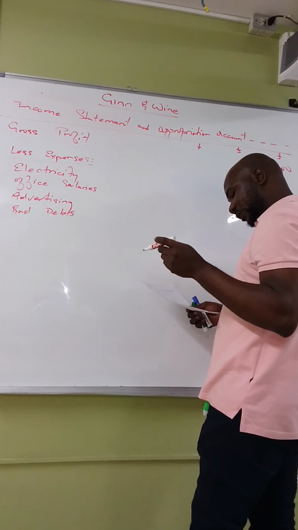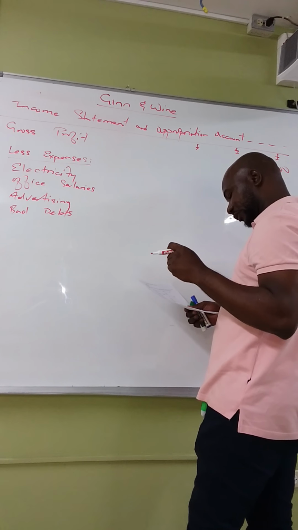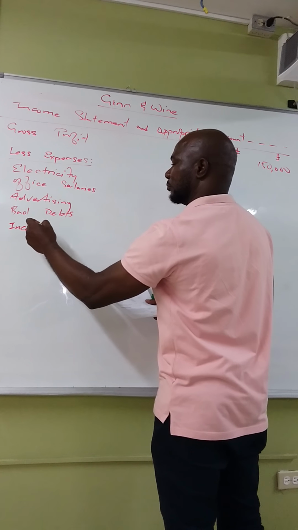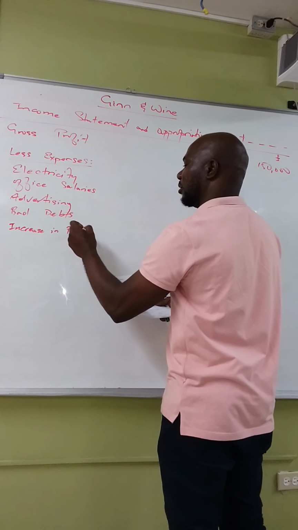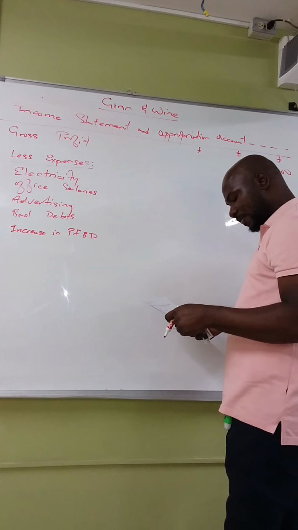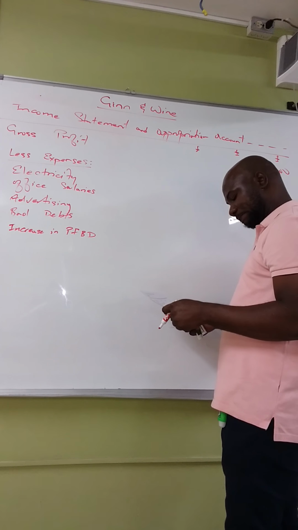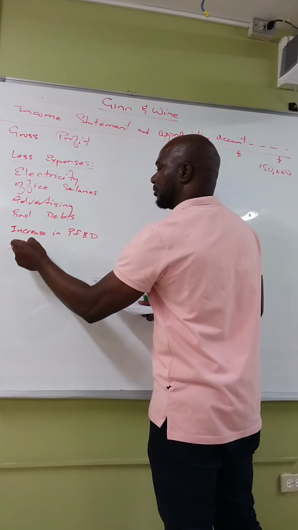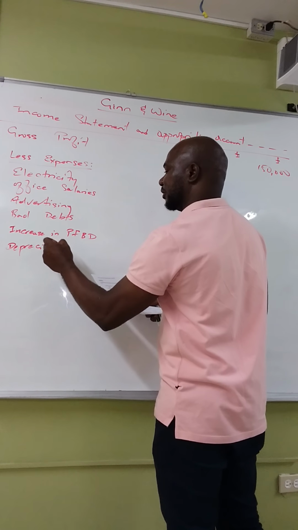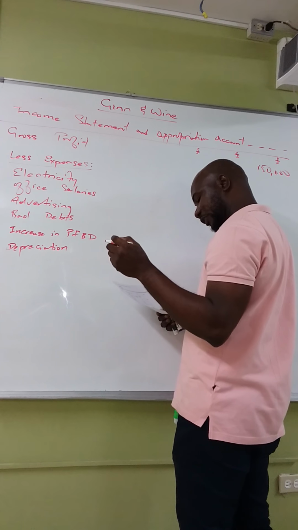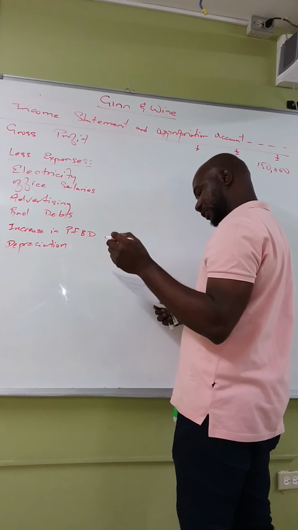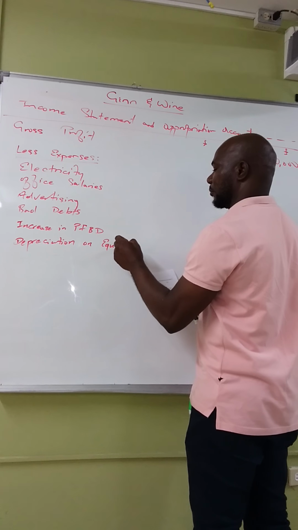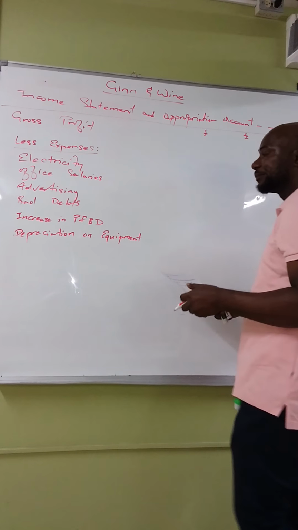But the first footnote says that provision for bad debts is to increase by 50. So therefore there's an increase in provision for bad debts. And there was also a depreciation calculation. So you should find a depreciation on equipment.